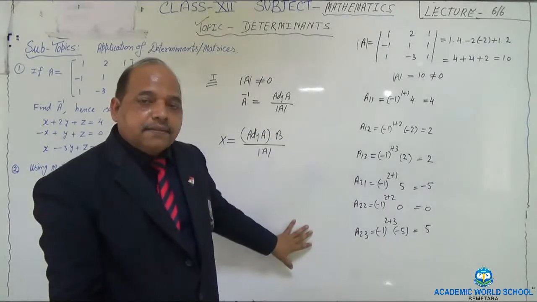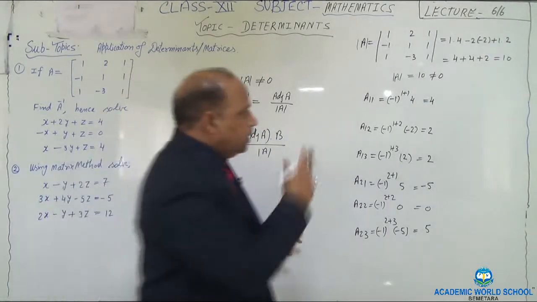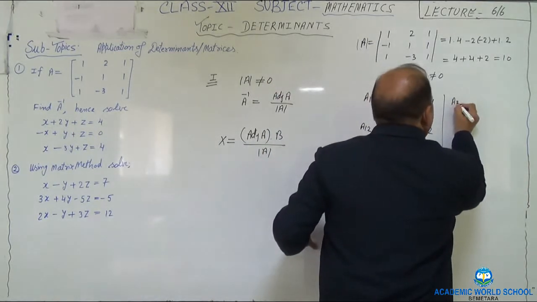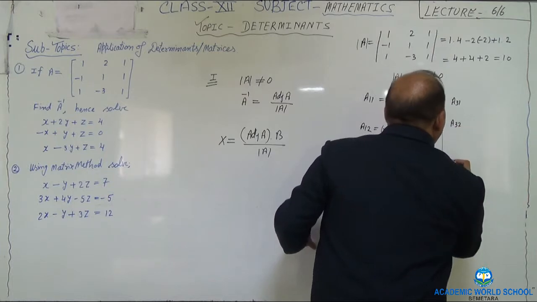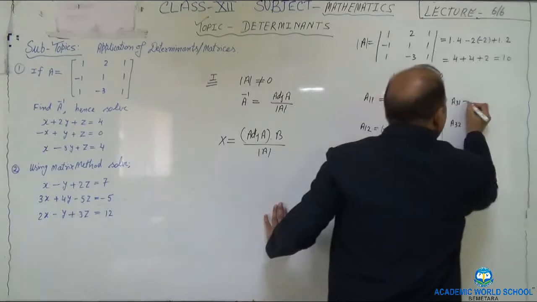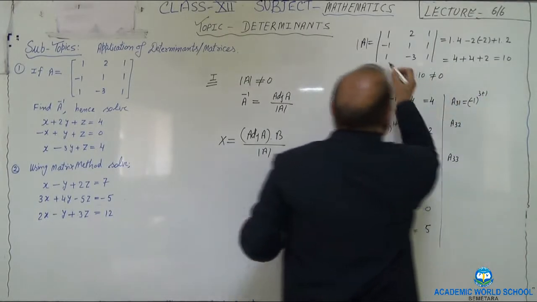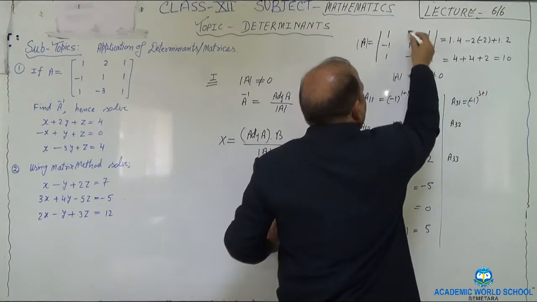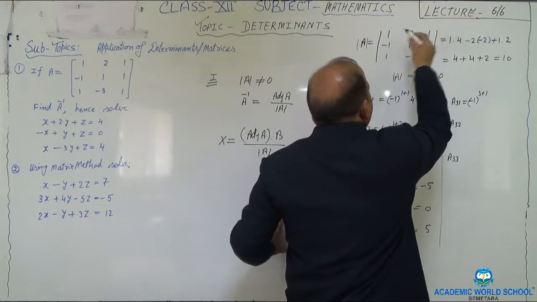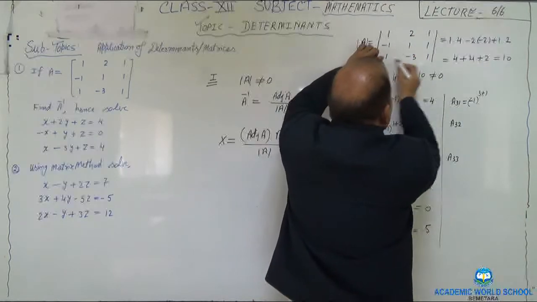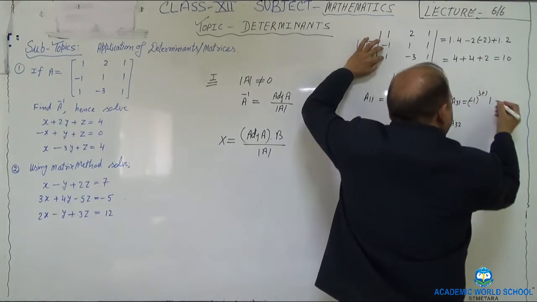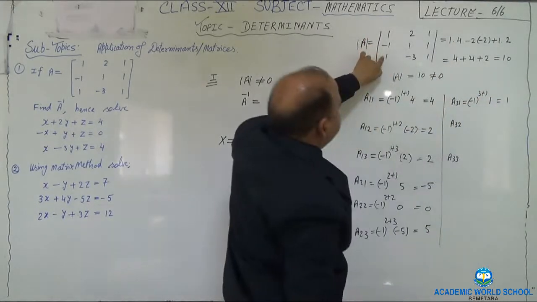So cofactors of second row's element we have got. Let's find out cofactors of third row. That is A31, A32, and then A33. What is A31? This will be minus 1 to the power 3 plus 1. Leave this part, 1 minus 2. Look at this. This is 2. If you take 3 1, that means leave this, 2 minus 1. That gives you 1. Here it is even, so you are getting 1.